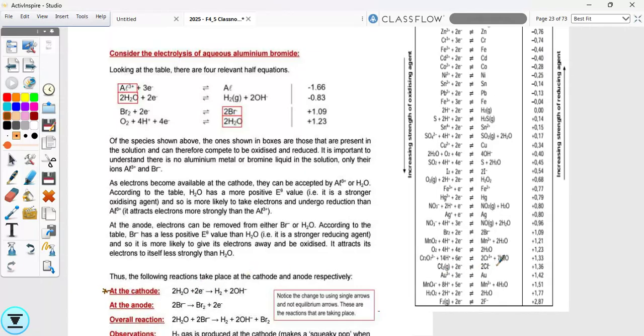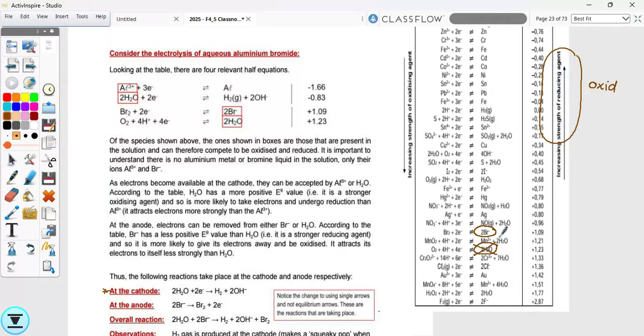But now if we look at the Br is there and water is there. So now if we follow our magic sentence and we say it's the strongest reducing agent that would rather be oxidized, that would mean that Br is the strongest.